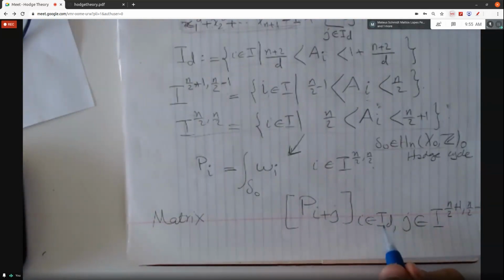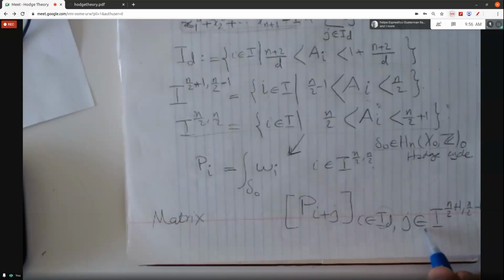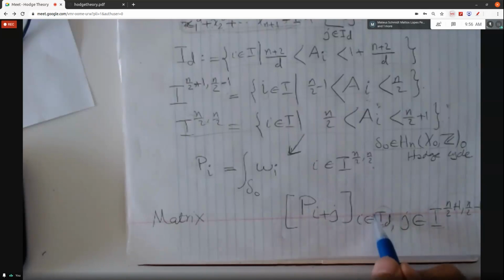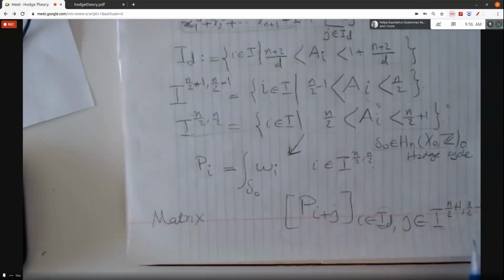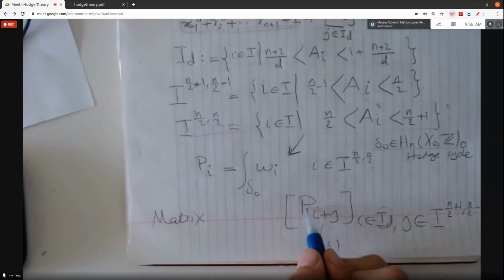first I will define a matrix whose rows are indexed by I_d and whose columns are indexed by this one. So for I in I_d and J here, I have to attach a number. So it is not a usual matrix indexed by 1, 2, 3 until k, but a matrix indexed by this finite set. So in the (I,J) entry, what we have is P_{I+J}.